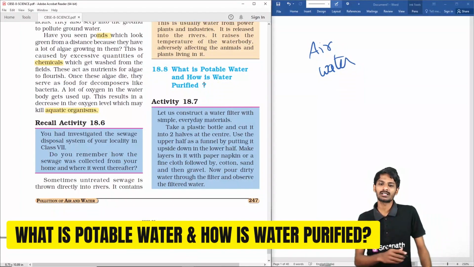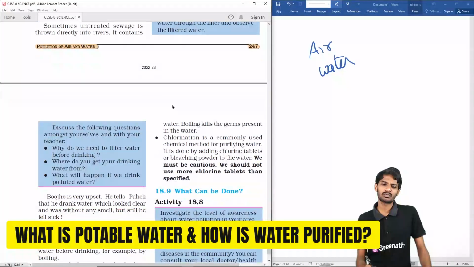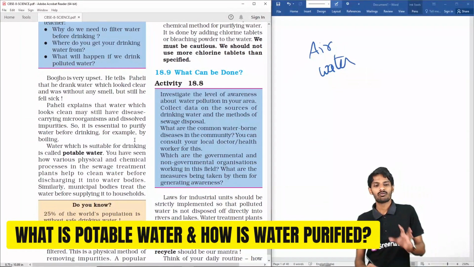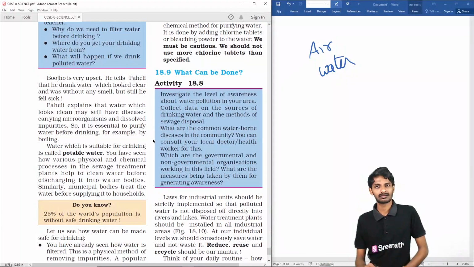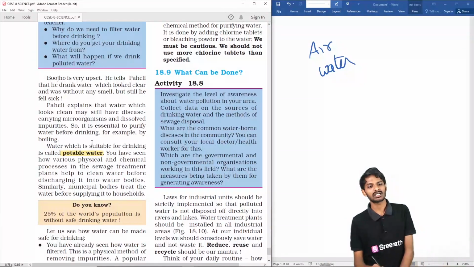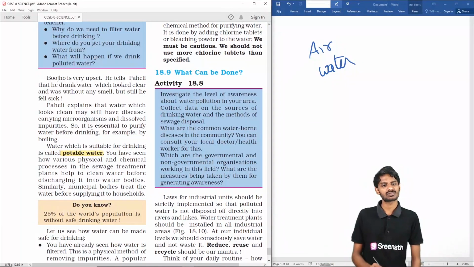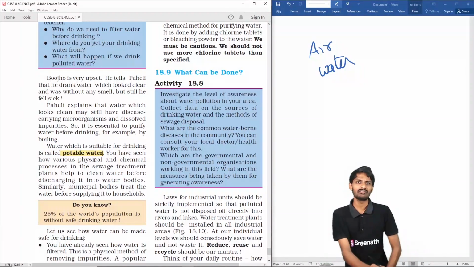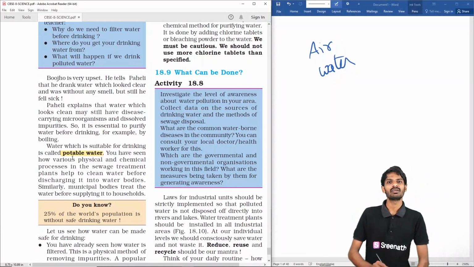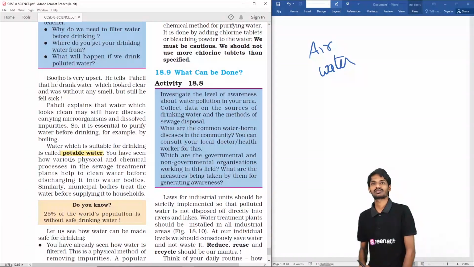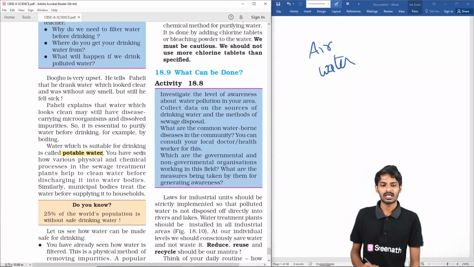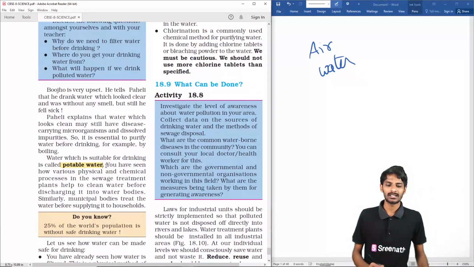So what is potable water, and how is water purified? How can we purify the water, students? Potable water is water which we can drink. Safe drinking water is potable water, students. Water which does not have any pollutants or microorganisms is called potable water. Even if water looks very clear, with no visible impurities, there can be many microorganisms inside it. So the best way to drink pure water is by boiling it and using it, friends.